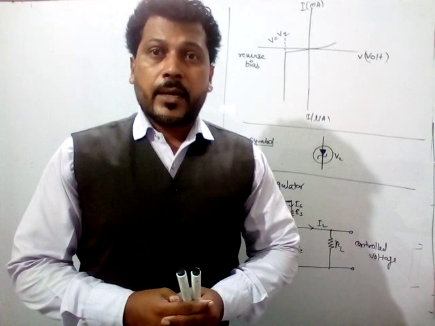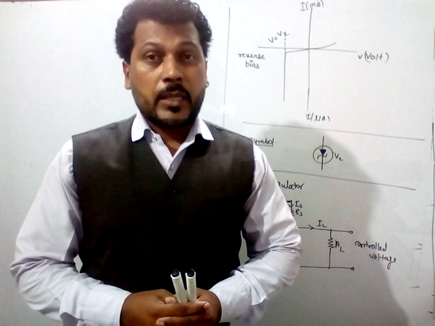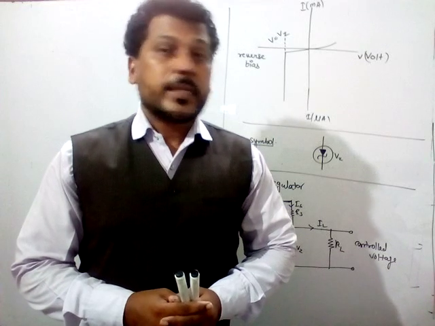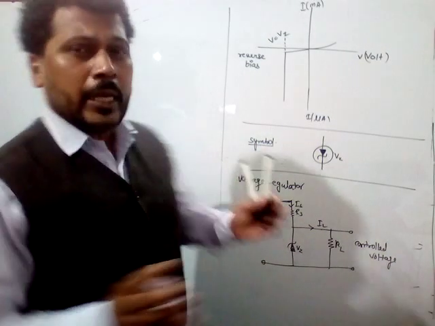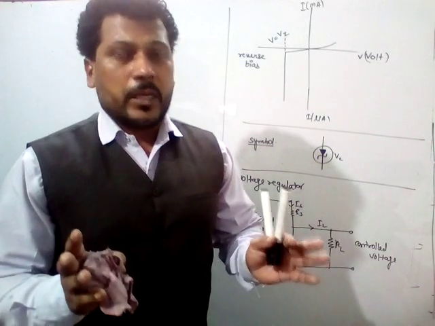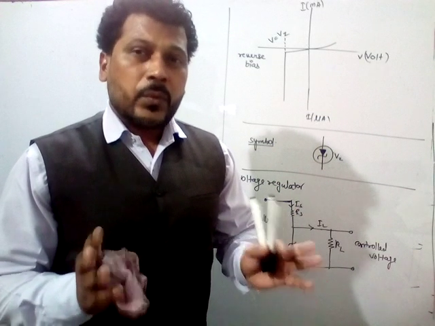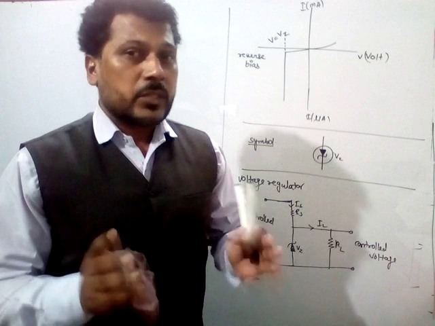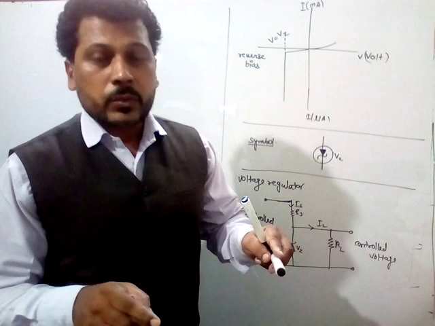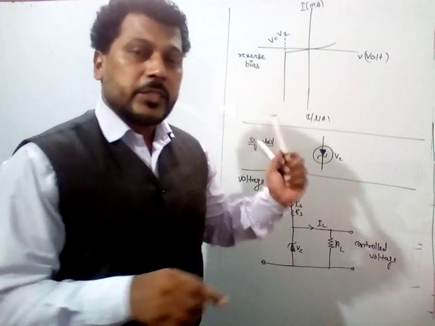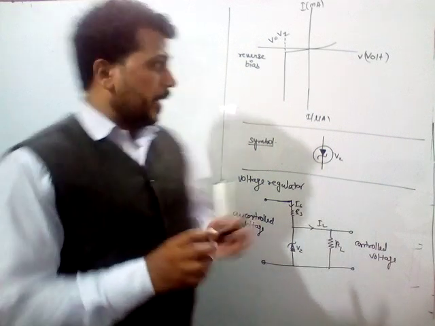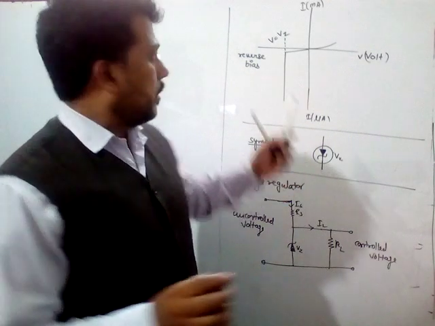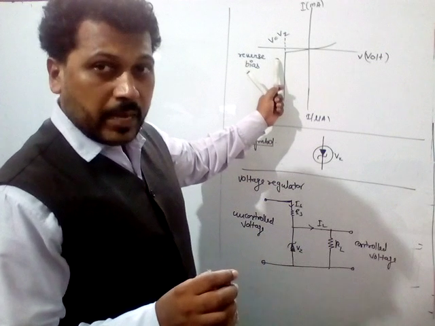This is Maggi here, and now we are going to discuss the Zener diode. So what is a Zener diode? A Zener diode is a specific type of diode which was invented by Zener, and according to the inventor's name, its name becomes Zener diode. Okay, and it works in the breakdown region of the reverse biasing.